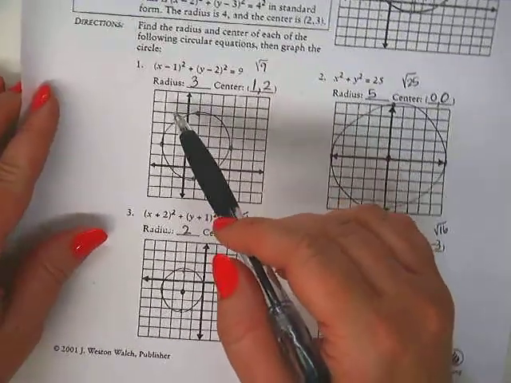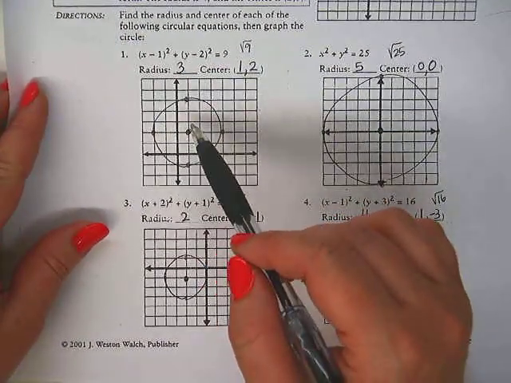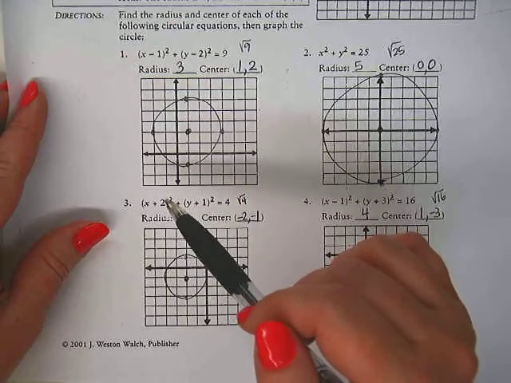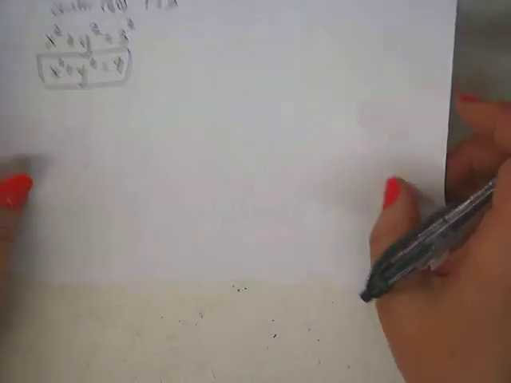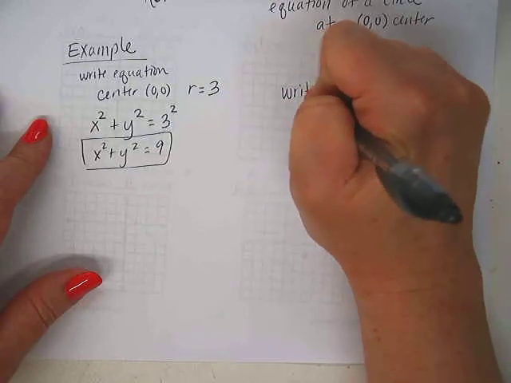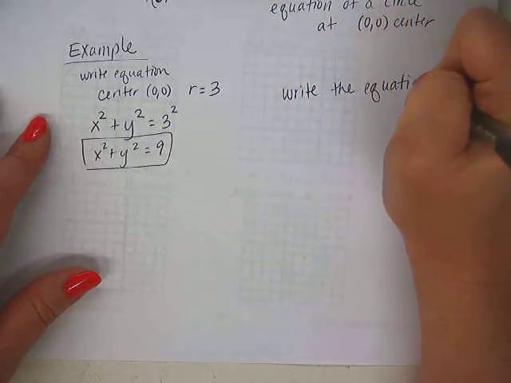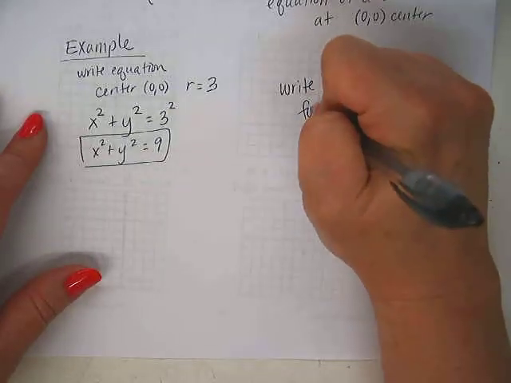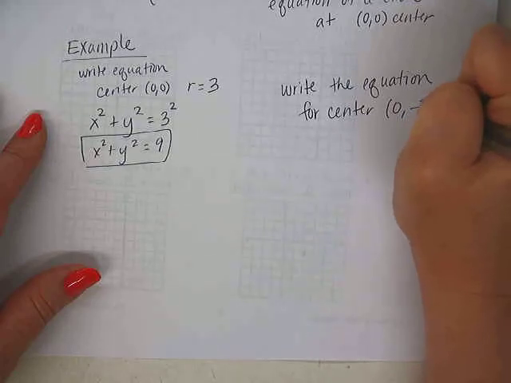Okay, so here's what we just did. In each of these problems, you were given an equation. You found the center, you found the radius, you graphed the circle. You're going to be doing some of that same thing on your assignment, on some of the problems. But the first problems on the assignment actually have you writing an equation. Write the equation. So let's practice writing equations.